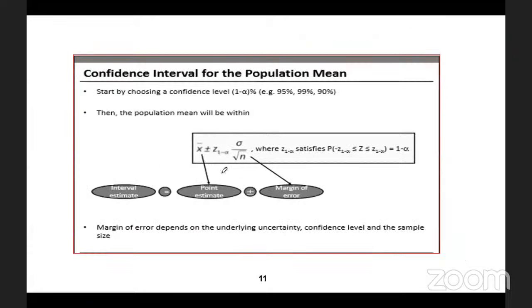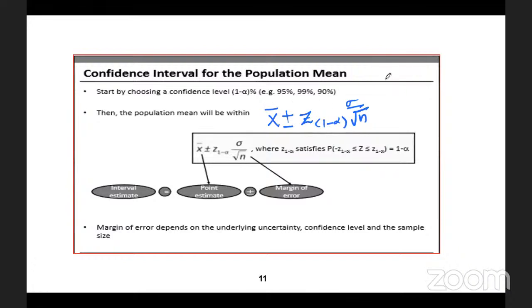So this is the formula we are going to use for the confidence intervals. Let me write it if it is not visible for you guys. X bar plus or minus Z 1 minus alpha, sigma by root n. So this is the formula we'll use. What are these terms? Let us understand.